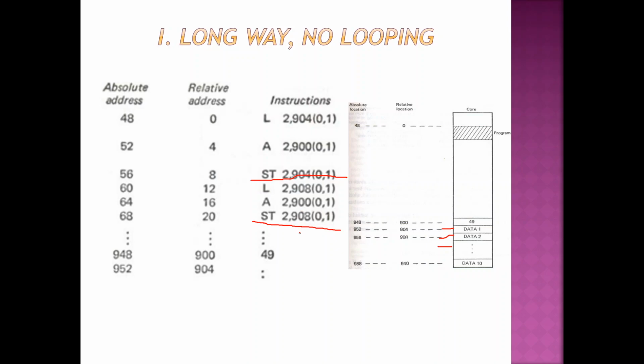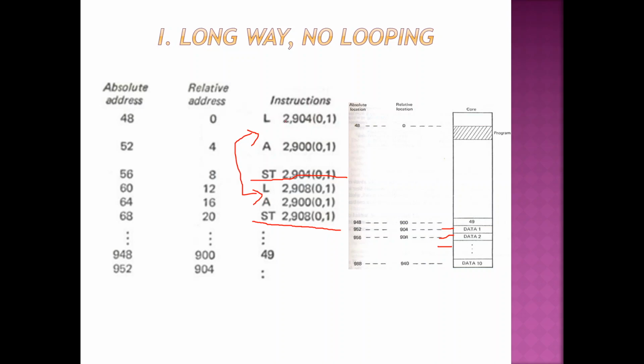So what will be the next third line? It will be load the contents from 912. Add 49, which is from 900, and then store it back in 912. If you see here, we will compare only these two. We have these 3 lines here, these 3 lines. What do you observe here?